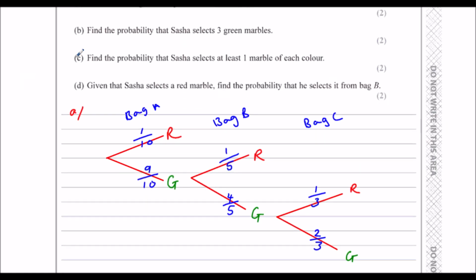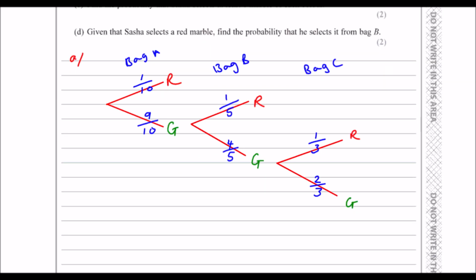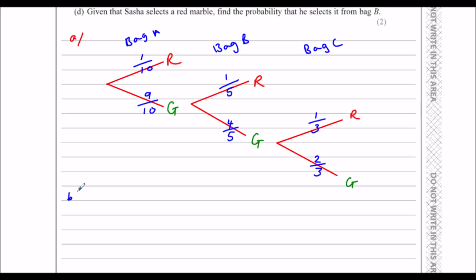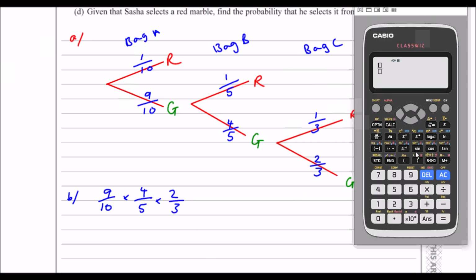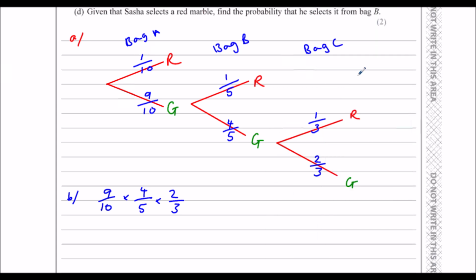Find the probability that Sasha selects 3 green marbles. So we're going to multiply across the branches. So it's 9/10 times 4/5 times 2/3. And I'm just going to use the calculator. So 9/10 times 4/5 times 2/3. And that's 12 out of 25.